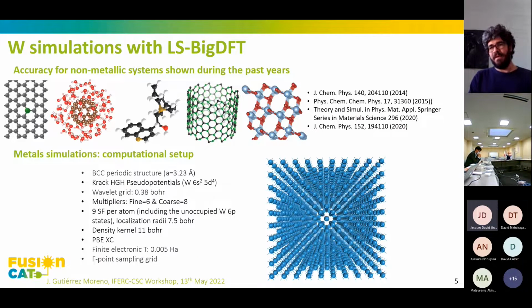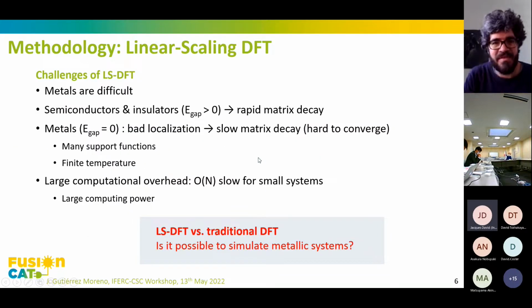This method has been widely used in the last few years, especially in non-metallic systems, so insulators, semiconductors, molecules, like biomolecules, but simulating metals is rather new. So there are not many people working on this. Here I'm just summarizing some of the key parameters or the computational setup we use for the simulation. But just to give you an idea of how it works, of course, I will start by saying that metals are challenging to simulate. They are much more difficult than semiconductors or insulators.